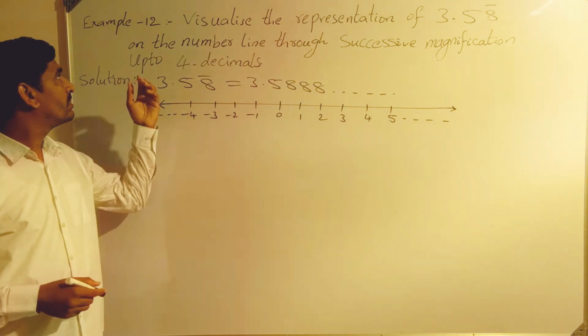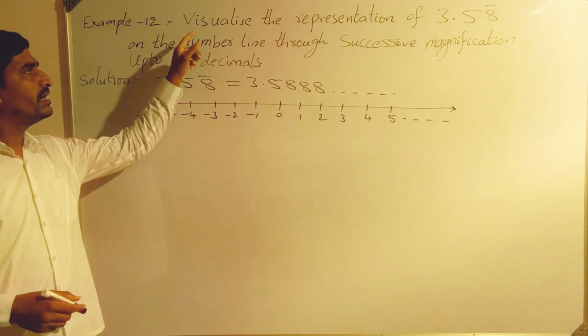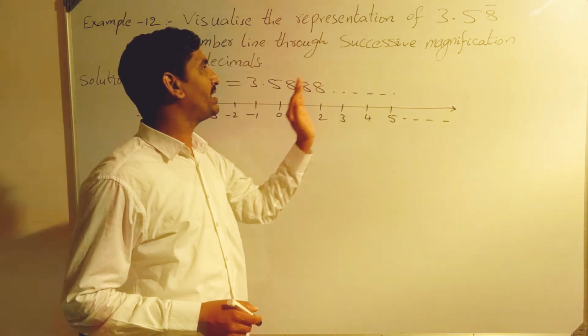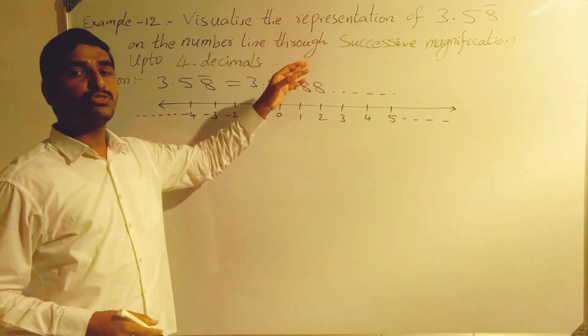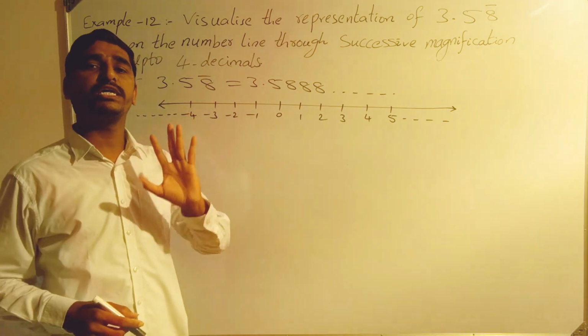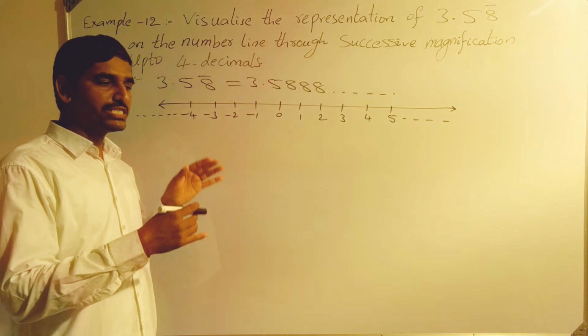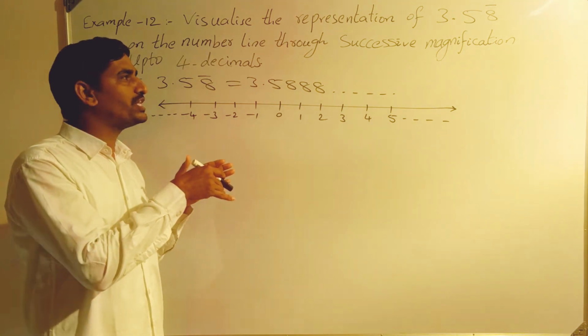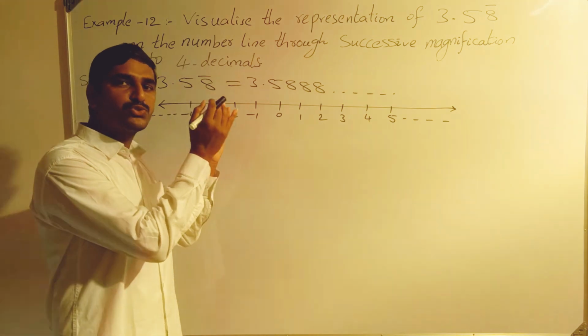Welcome. Now example 12. Visualize the representation of 3.58 bar on the number line through successive magnification up to 4 decimals. Successive magnification is nothing but continuously observing through magnification, observing in the zoom method.